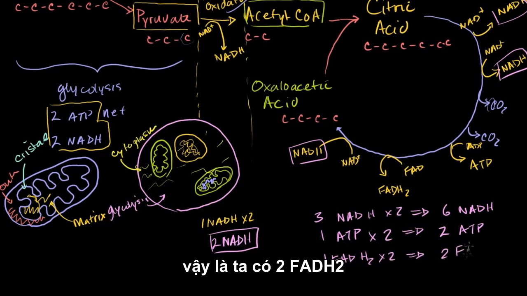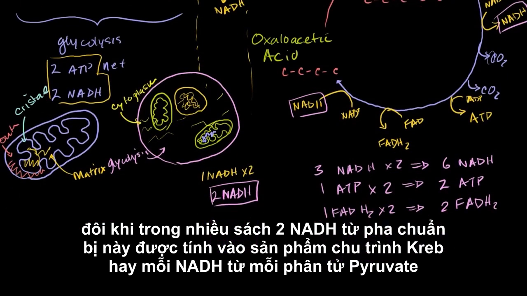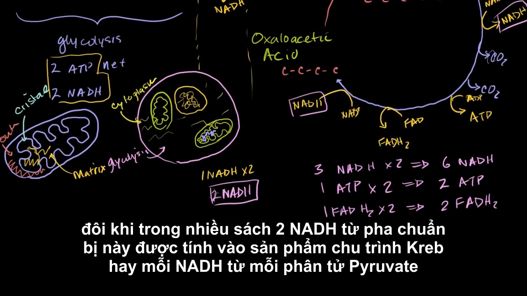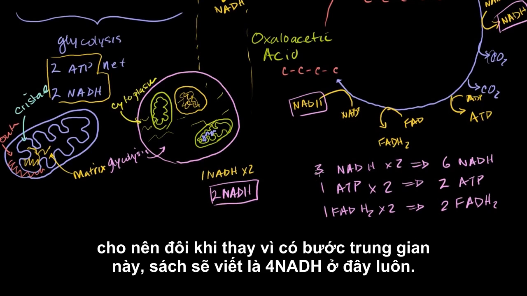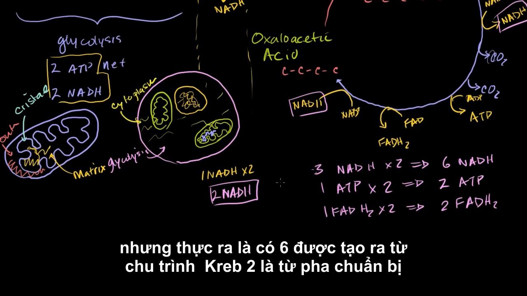We have 2 FADH2s. Now, in a lot of books, these 2 NADHs per turn of the Kreb cycle, or per pyruvate, this 1 NADH, they'll give credit to the Kreb cycle for that. So sometimes instead of having this intermediate step, they'll just write 4 NADHs right here, and you're going to do it twice, once for each pyruvate. So they'll say 8 NADHs get produced from the Kreb cycle. But the reality is 6 from the Kreb cycle, 2 from the preparatory stage.